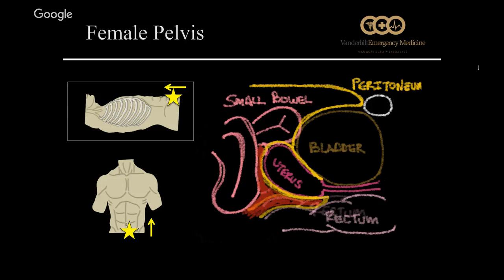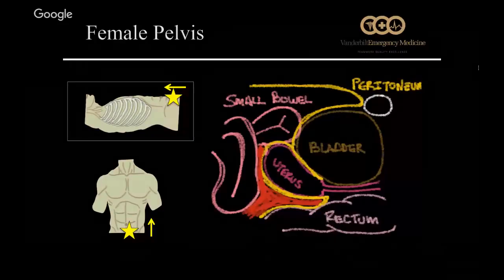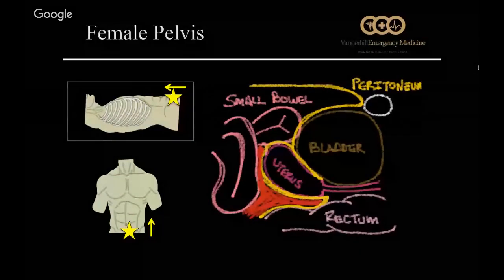And where we're going to focus our view is in what's called the pouch of Douglas, that potential space between the uterus and the rectum. And you can see where free fluid will start to collect.